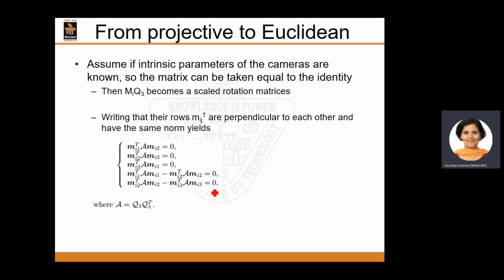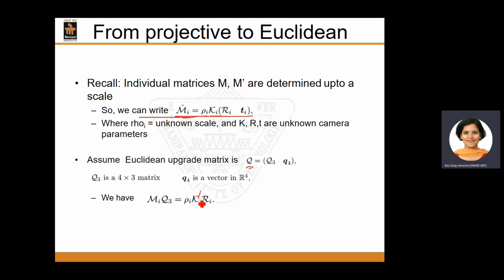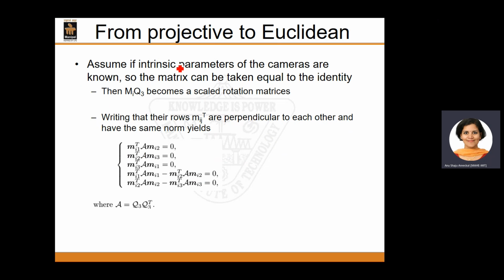Now if you know the intrinsic parameters, as in the previous case, I can assume that I don't need to consider the term K. That means I can write MQ3 equal to rho R, so MiQ3 becomes a scaled rotation matrix. Since it is a scaled rotation matrix, you can make use of the properties of rotation. It is the same as what we discussed in the affine case, where you use the properties of the rotation matrix to move from the affine space to the Euclidean space. Here also we do the same. The constraints that we are putting are that the rows of the scaled rotation matrix are perpendicular to each other, and that they have the same norm.